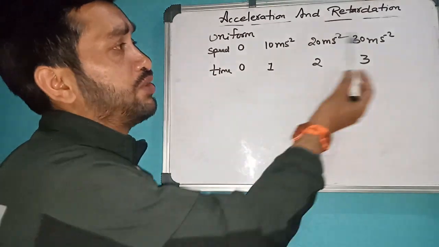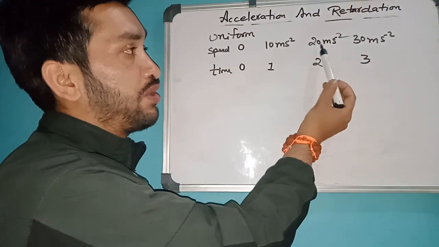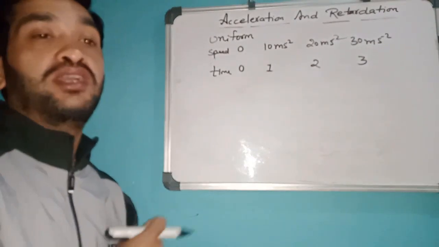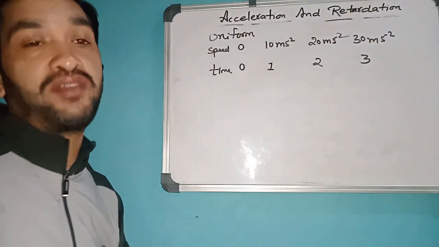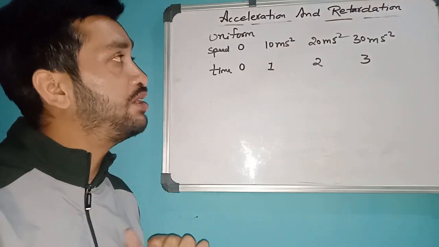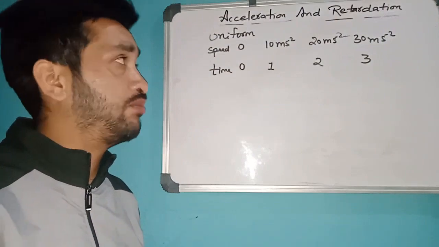In the first second it was 30 meter per second square. In the second second it was 20 meter per second square. In the third second it was 10 meter per second square. Clear? In that way you can write for uniform retardation also. With this example we can clarify both uniform acceleration as well as uniform retardation. It is very easy. That is why I said to you that if one part is clear to you, the second part will come by itself.